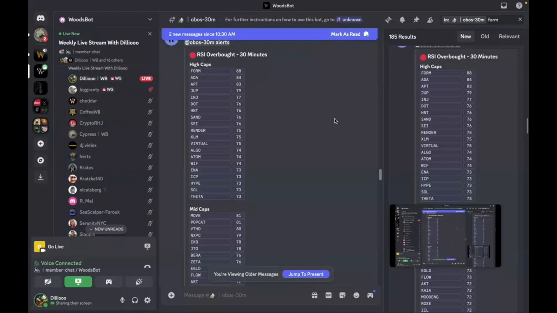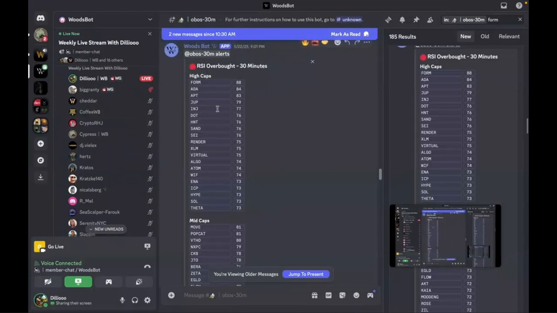It'd be pretty straightforward. Indicator gives you levels. Bot will send you which coins are overbought, which coins have a divergence, blah, blah, blah. You open it up, look at the levels, execute the trade, find your invalidation.